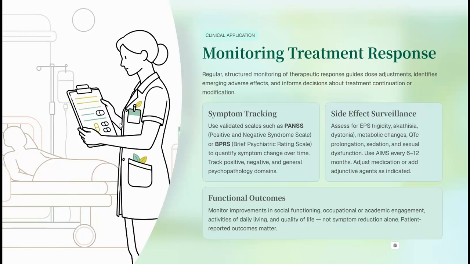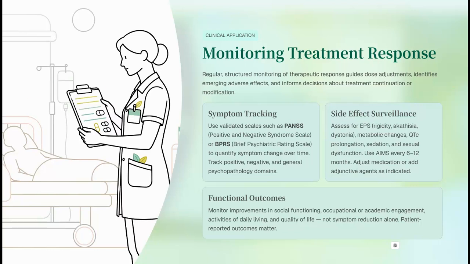Use a validated screening tool such as the PANSS. PANSS is the Positive and Negative Syndrome Scale, or you can use the BPRS, that is the Brief Psychiatric Rating Scale. And that's going to quantify those symptoms. It will objectively measure change. These scales break down symptoms into positive, which is hallucinations and delusions, negative, which is withdrawal and flat affect, and general psychopathology domains. So quantifying the symptoms this way removes the guesswork and helps you spot subtle improvements or deterioration.